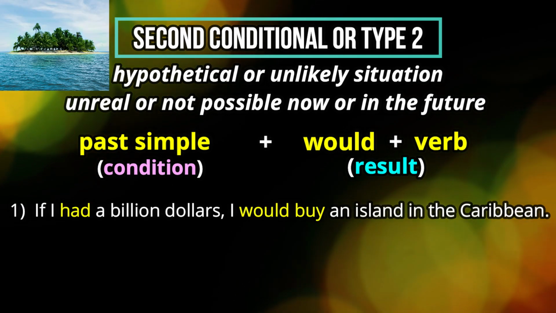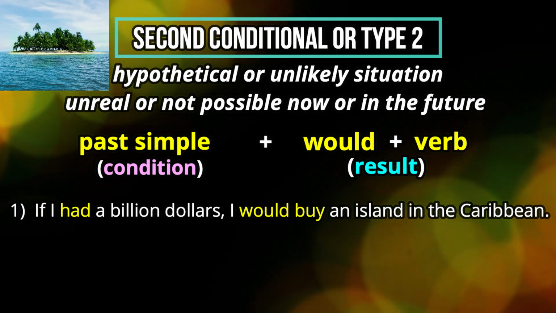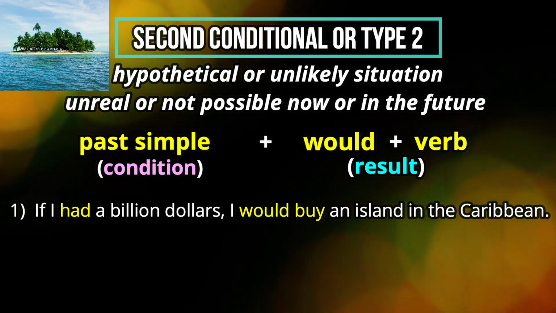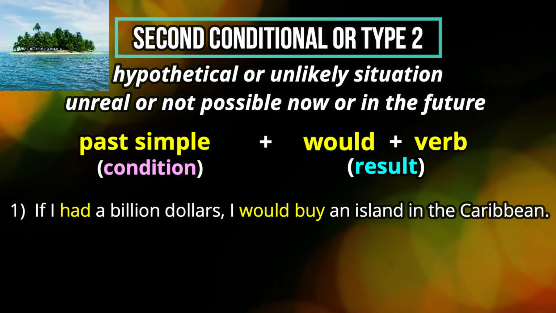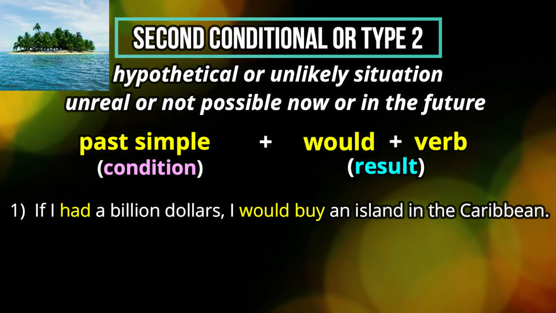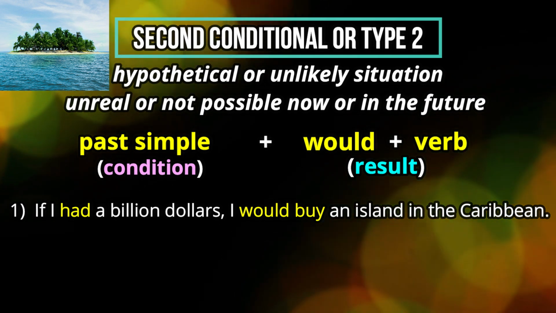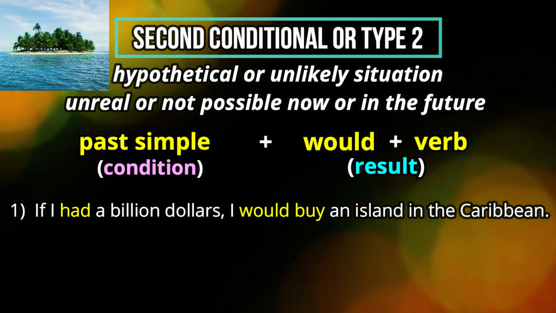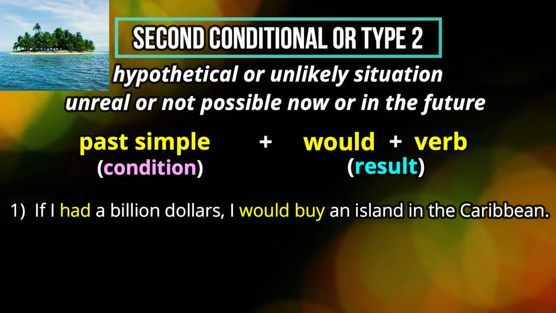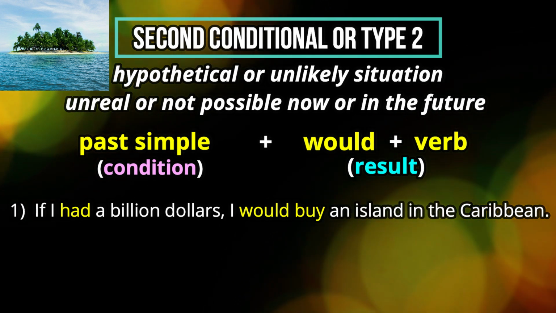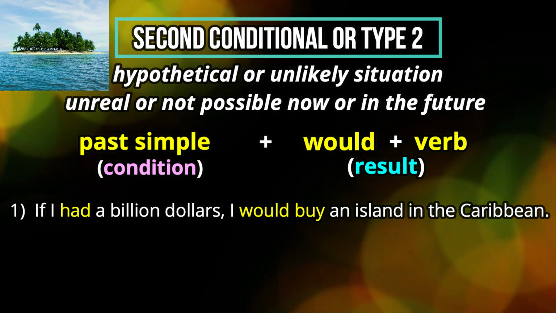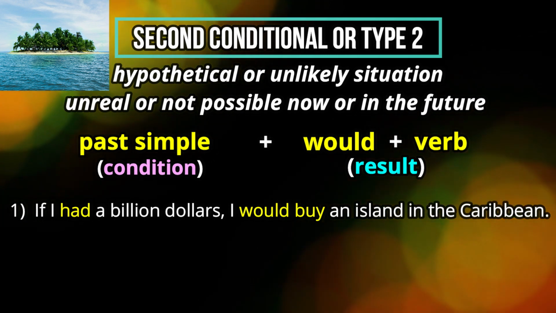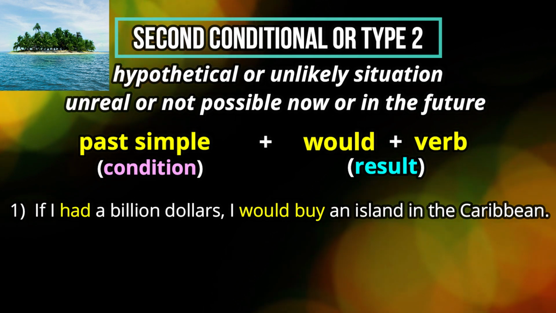All right, number 1, if I had $1 billion, I would buy an island in the Caribbean. Yes, I would. So in our if clause, our condition, if I had $1 billion, which is probably very unreal or unlikely, I would buy an island in the Caribbean. This is the result of a hypothetical situation. Well, I wish it did happen.